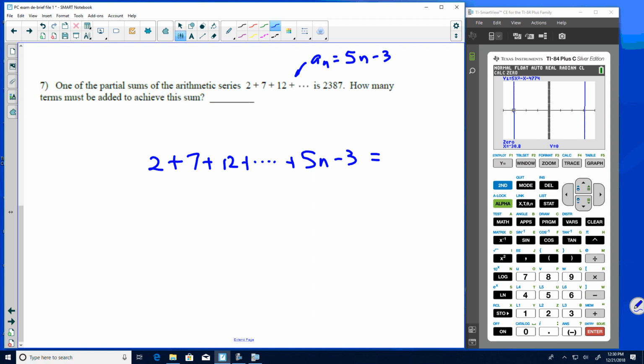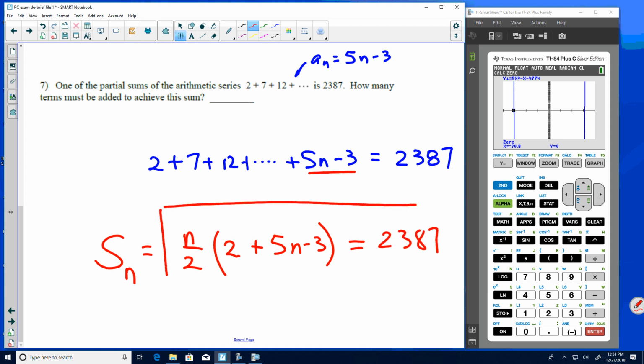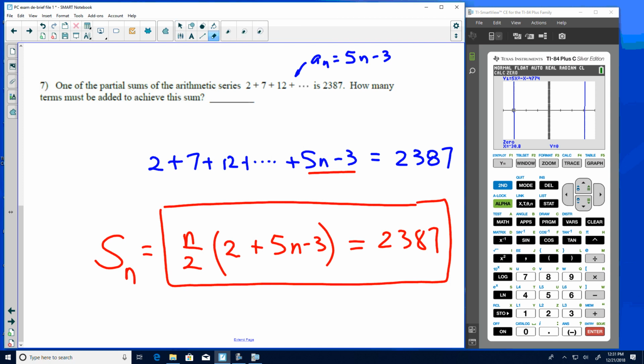And they gave us the sum is 2387. And the question was, how many terms does it take to get there? And so if you got this one right, you probably used the summation formula, right? S sub n is going to be n over 2. We don't know n. We do know the first term is 2. And we know the last term is this 5n minus 3. And in fact, we know what the sum is. It's 2387. So if you take this equation and solve that for n, well, let's clean it up a little bit.